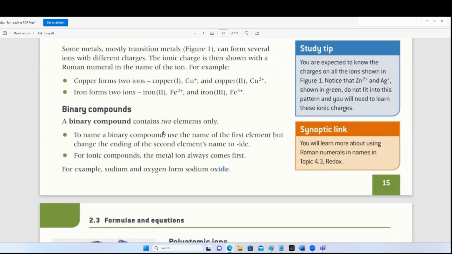Binary compound. A binary compound contains two elements only. Why is it called a binary compound? Binary just means there are two things. So binary numbers are just 0 and 1.